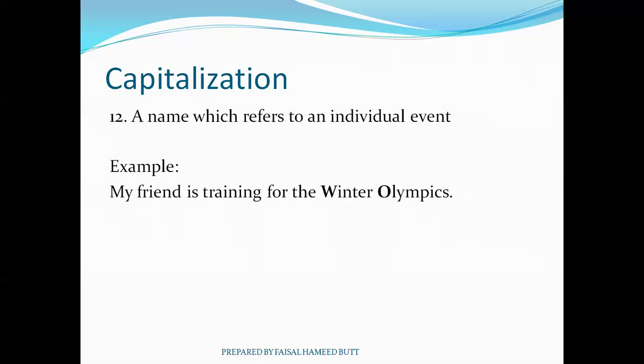Next point is, a name which refers to an individual event, right? Any event. There are different events which occur in this world. So a specific event name will be written with a capital letter. The example is, my friend is training for the Winter Olympics. So Winter Olympics is an event that comes after 4 years. So W of Winter and O of Olympics will be written with a capital letter because they are representing an individual event. Now move to the next point.